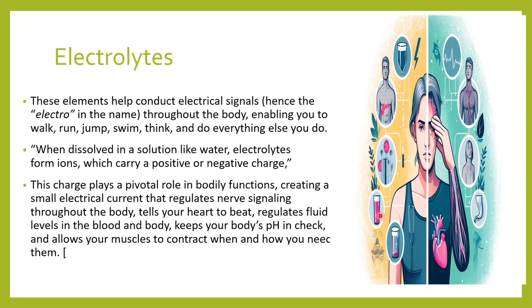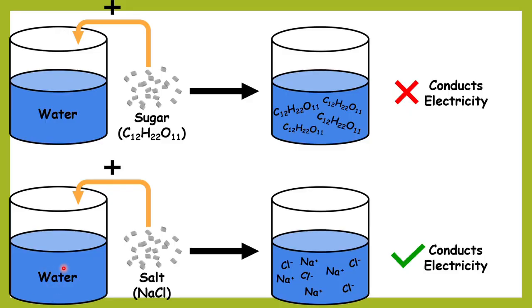So when these electrolytes are dissolved in water, they will form ions, and these ions will carry charges and produce the signals. So these are very, very important in maintaining our body homeostasis. Whether it is the heartbeat, maintaining fluid levels, keeping the body's pH in check, or muscle contraction, for all these things you will need electrolytes. You put these electrolytes in the solution, they become electrically charged and they can conduct electricity, they can produce the electric signals. So that is the beauty of these electrolytes.